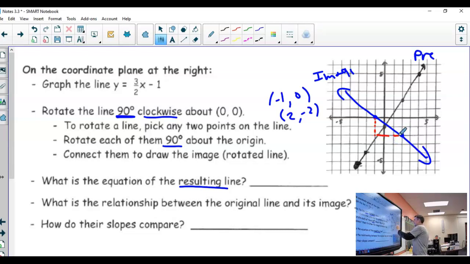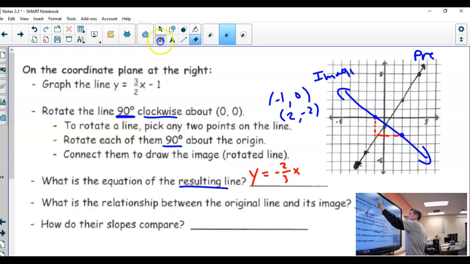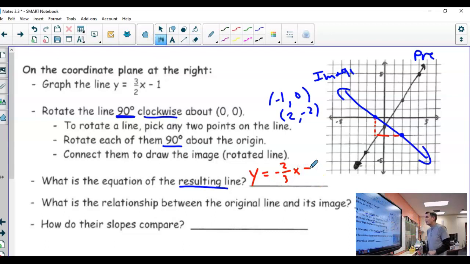The slope is down 2, right 3. So it's -2/3 x, and it's going to be minus something. How can I get the y-intercept? Well, one thing I could do is use the slope and a point.